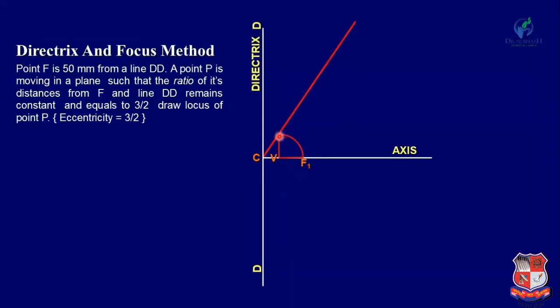Now from this point draw a line. This angle is always greater than 45 degrees because the eccentricity is greater than 1. Now from V, mark different points 1, 2, 3, 4. Now from points 1, 2, 3, 4, draw vertical lines which are perpendicular to the axis.